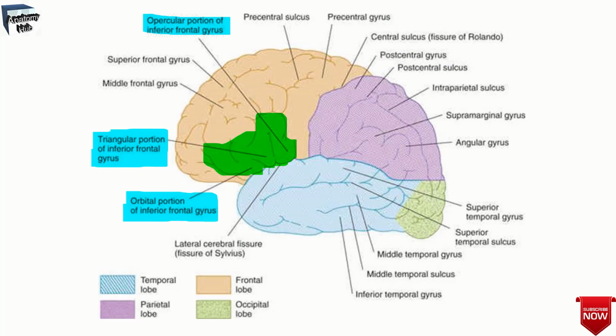Like that, you'll find here the opercular portion of the inferior frontal gyrus, the triangular portion of the inferior frontal gyrus, and the orbital portion of the inferior frontal gyrus. This inferior frontal gyrus is found on the lateral surface of the frontal lobe, and this area is involved in speech production.